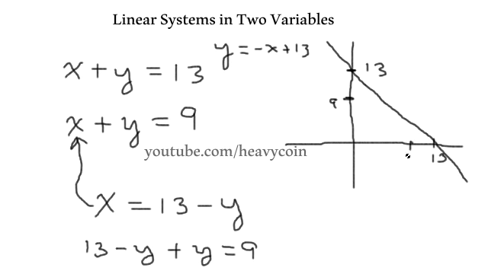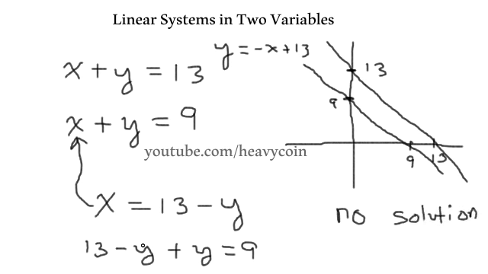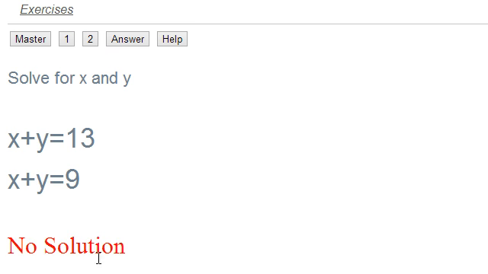The reason I'm drawing this out is so we can better see what's going on here. We got two lines with the same slope, and they're parallel to each other, but they're not the same. They don't intersect anywhere, and therefore there is no solution. So I'm going to click the answer here and it says no solution. So this is one with no solution.